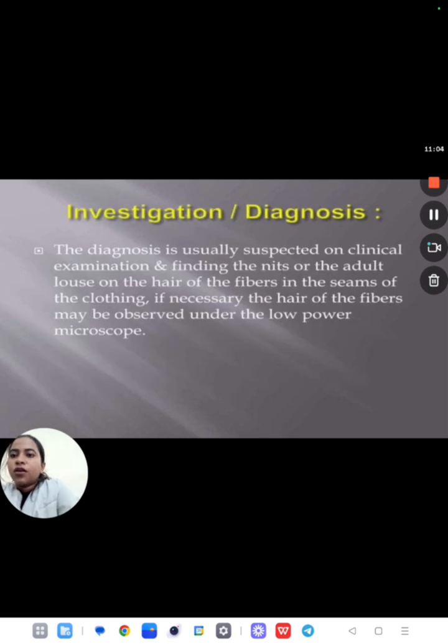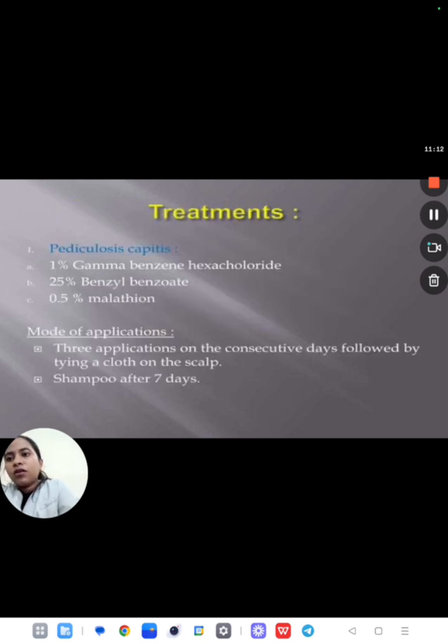For the diagnosis, we need to observe under the low power of a microscope. Treatment: for capitis, we can give 1% gamma benzene hexachloride, 25% benzyl benzoate, and 0.5% malathion. Application: 3 applications on consecutive days, followed by tying a cloth on the scalp and shampoo after 7 days.